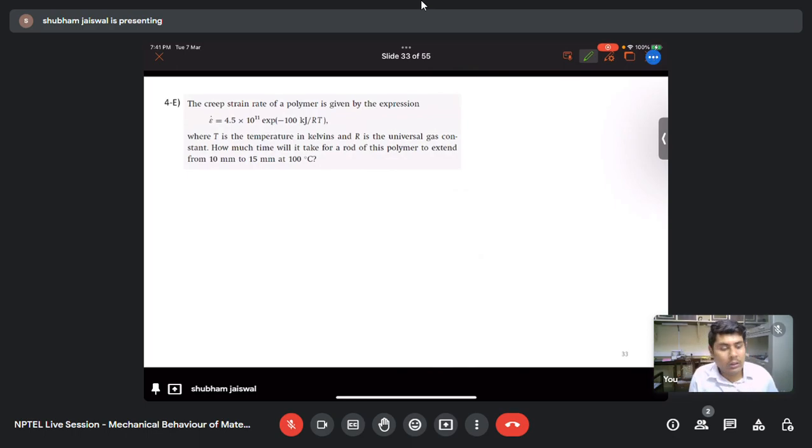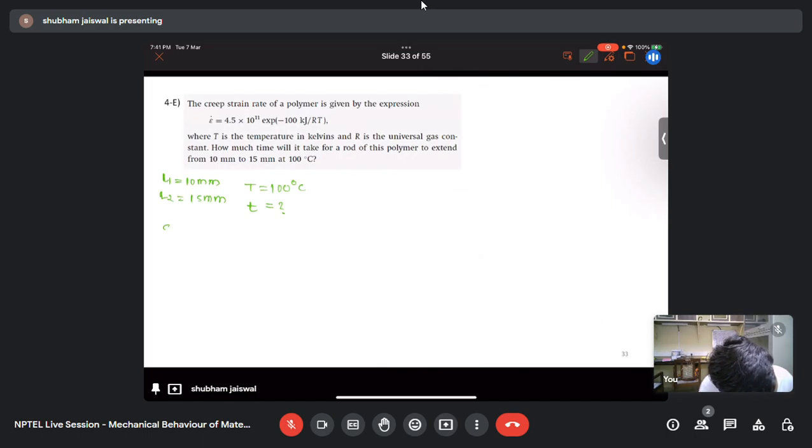So let's solve. What are the things given here? The initial length is 10 mm and it will move to a length of 15 mm at temperature T equal to 100 degrees Celsius. They are asking us the time that will be taken by this rod of polymer to extend from 10 mm to 15 mm.